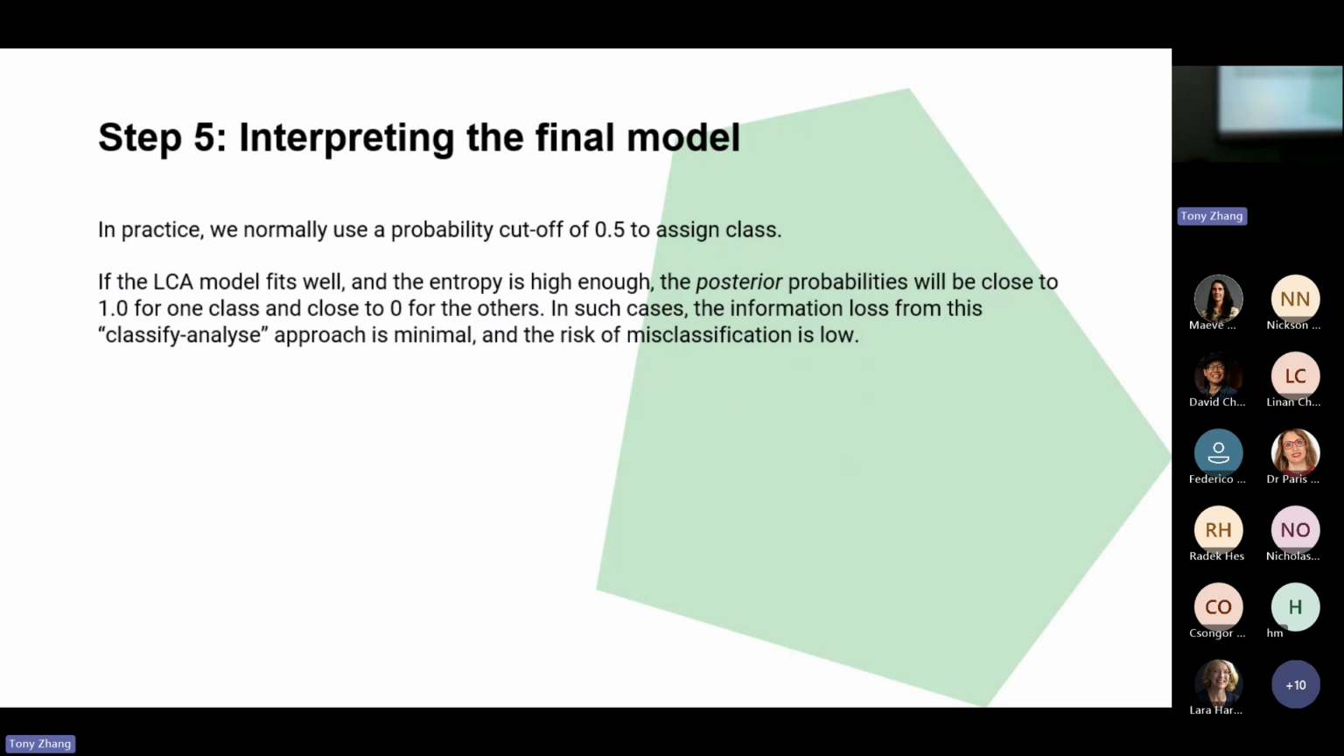And in step 5, we do the interpretation. In practice, we normally use a probability cutoff of 0.5 to assign class. In theory, if the model fits the data well and entropy is high enough, the posterior probabilities should be close to 1 for one class and close to 0 for the other classes. So the information loss from this classify-analyze approach is minimal in theory.